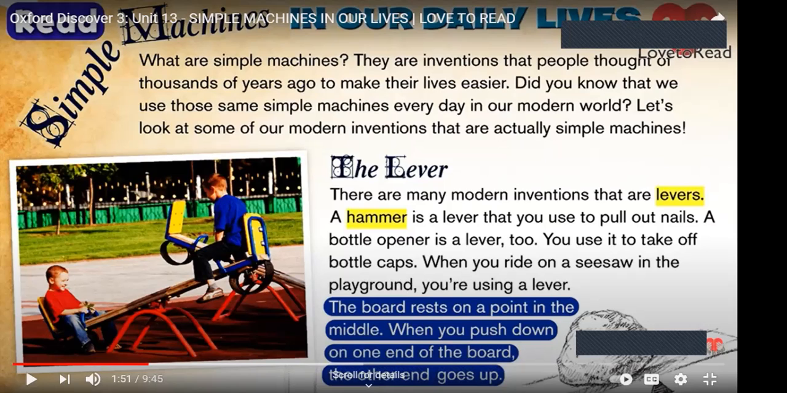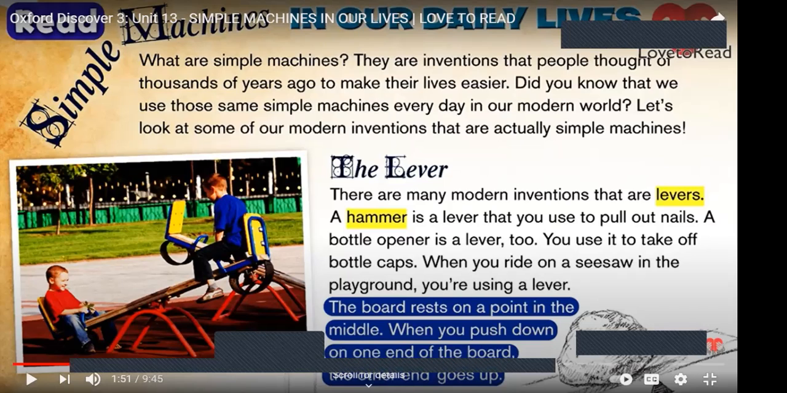So the machines which we use to push or pull somehow, those all are examples of levers. They are saying here there are many more inventions that are levers, and they have given you the example of hammer and bottle opener. They are saying these both are levers because when we use the hammer, we pull out nails through the hammer. So that is an example of lever. Then they are saying bottle opener. As you know, when you want to take off the bottle cap, we always pull it over. So that is an example of lever as well.